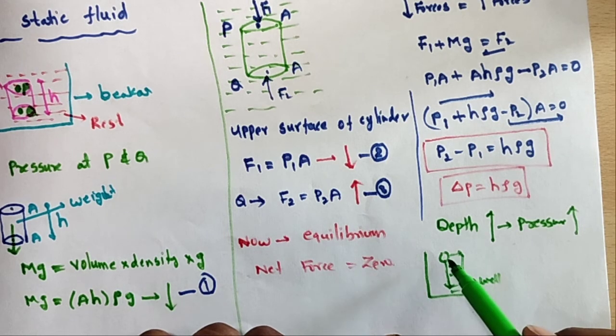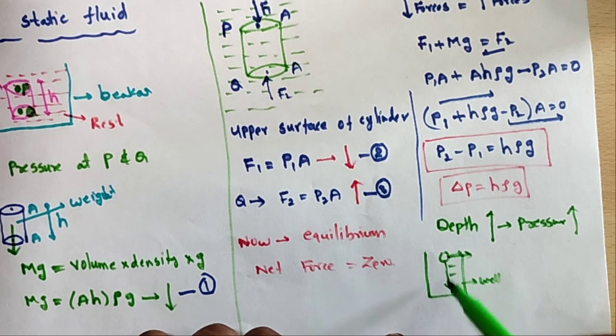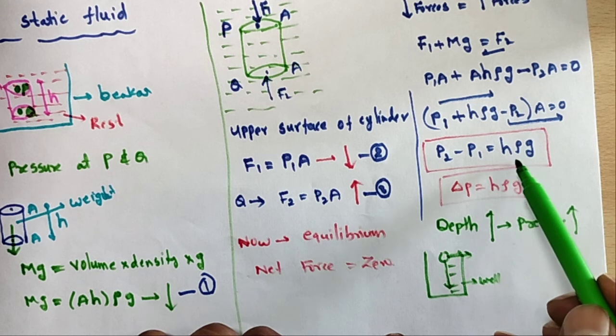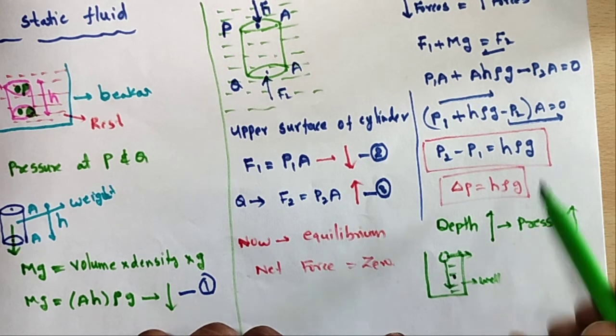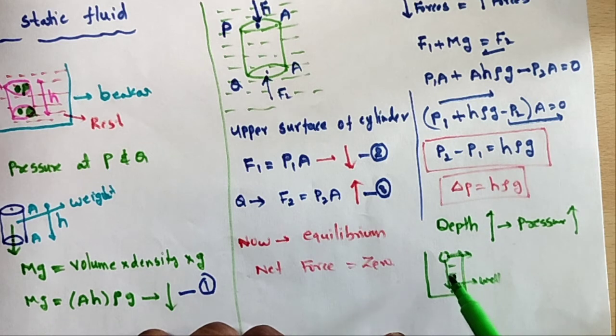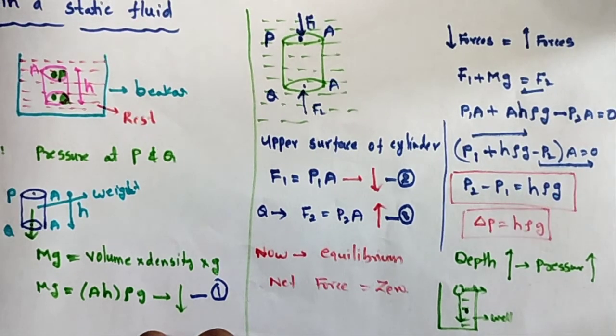What is the pressure on the rubber ball? The pressure also increases. But what is the change of the pressure? That is H rho G. You can calculate for how much height, 4 kilometer for example. Rho is the density, G is the acceleration due to gravity. So you calculate the variation of the pressure with the depth in a static fluid.